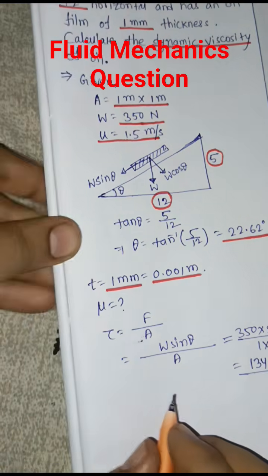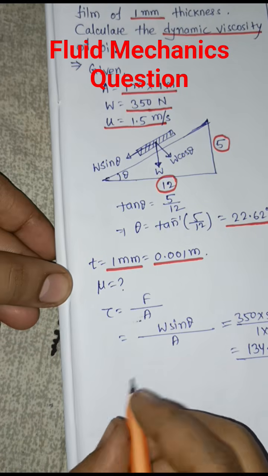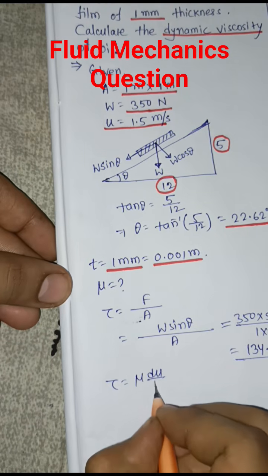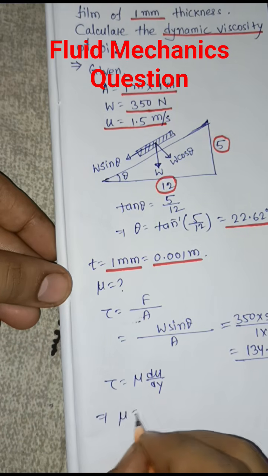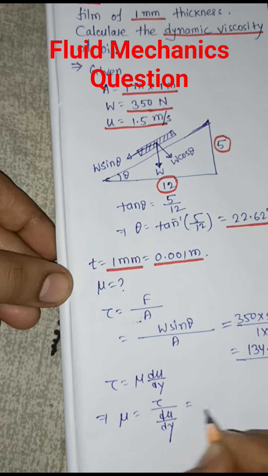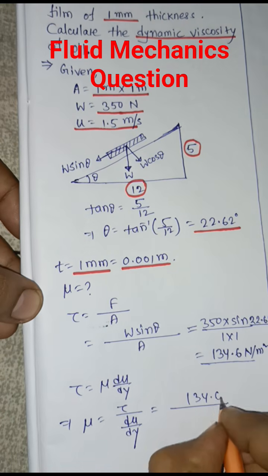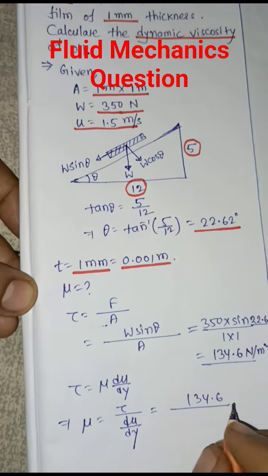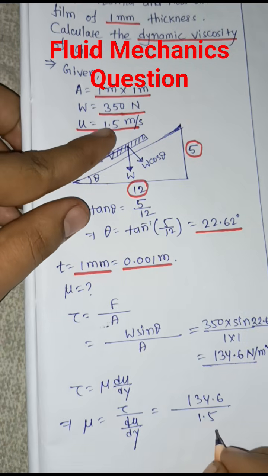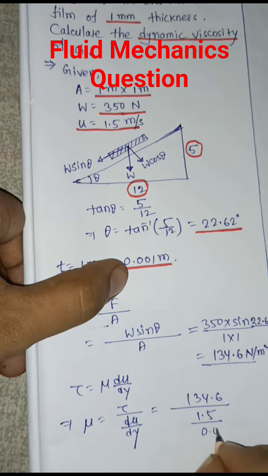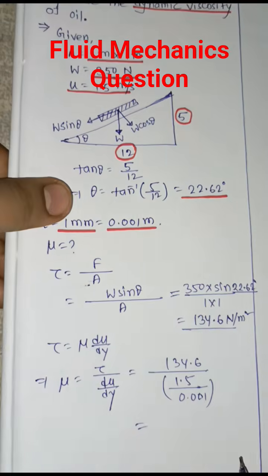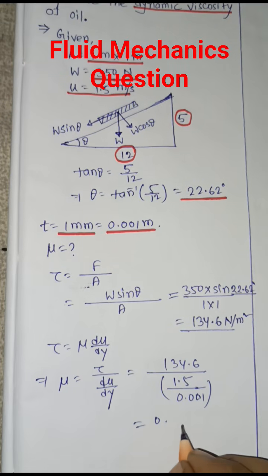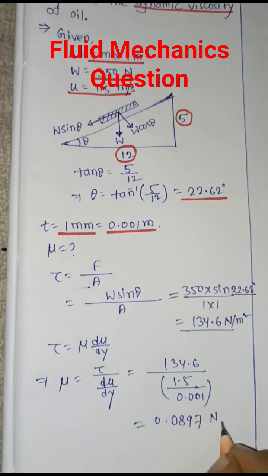Now if you want to calculate the viscosity, from Newton's law of viscosity we know that tau is equal to mu du by dy. So from here mu is equal to tau upon du by dy. What is the value of tau? That is 134.6. And what is the value of du by dy? The value of du is 1.5, which is given in this question. And the value of dy is the thickness, that is 0.001. So if you calculate, the value will be 0.0897 Newton second per meter square.